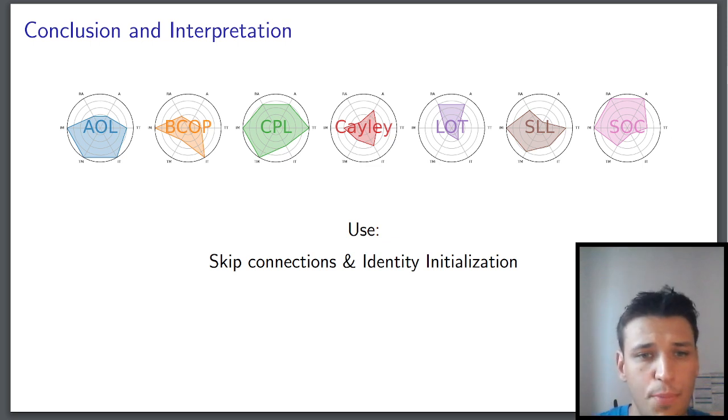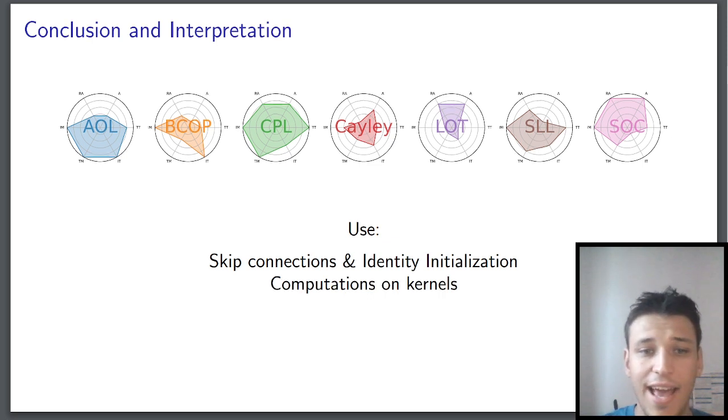In our work, we compared different existing methods of creating one Lipschitz convolutions. One commonality between well-performing methods that we have found is that they all either include some sort of skip connections, CPL, SLL, and SOC, or initialize the layer as the identity map, like AOL and LOT.